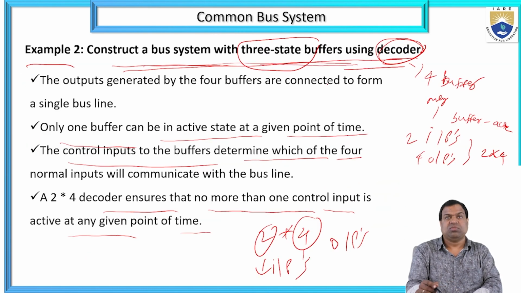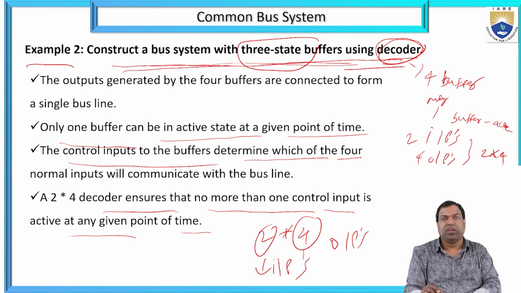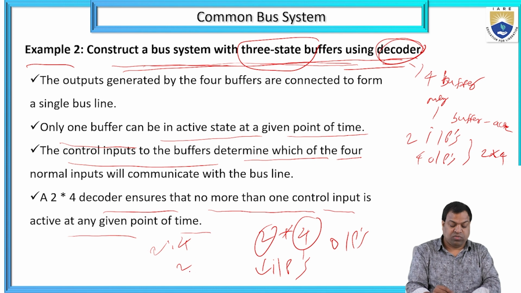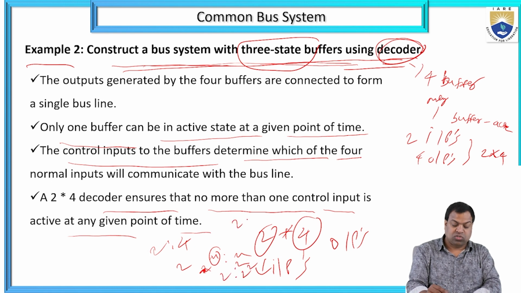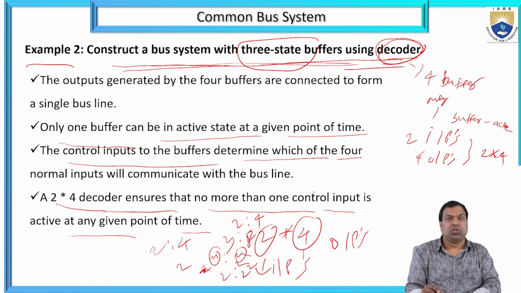Example: construct a bus system with a three-state buffer using a decoder. Okay, here I'm taking a three-state buffer, but I'm applying a decoder here. A decoder has n input lines and 2 power n output lines. If I'm taking n equal to 2, 2 squared means 4, so 2:4. If I'm taking n equal to 3, 2 cubed equals 8, that is 3:8. Here I'm taking the example of a 2 into 4 decoder.